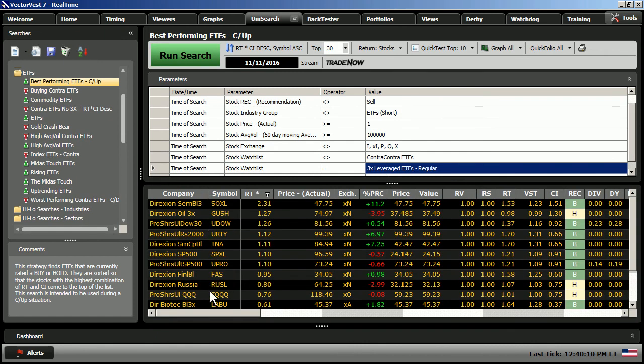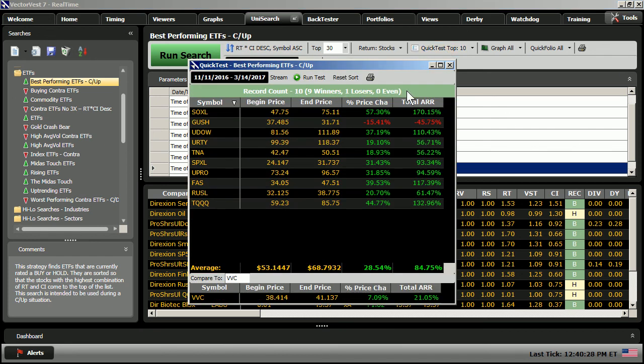Look at that. Now we've taken a lot of the guesswork out. We no longer have to sort by average volume. Not only that, none of these are sell recommendations, and they're sorted by RT times CI. Let's do a quick test of the top 10. And remember, 314. Look at the difference in using the search with that watch list. 9 winners, 1 loser, 28%. We outperformed the market by more than 3 times.